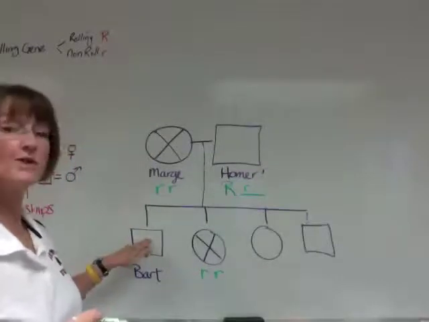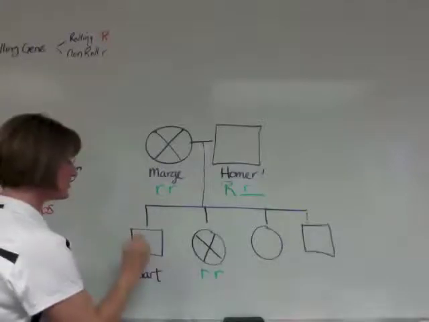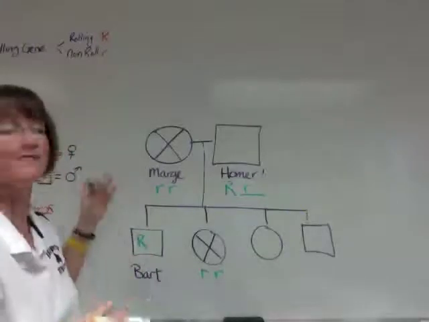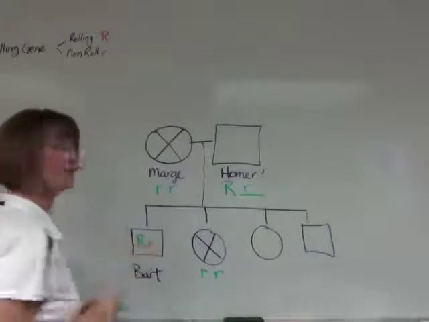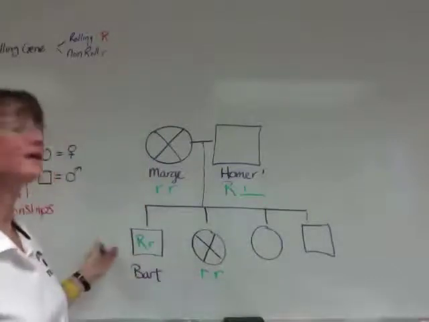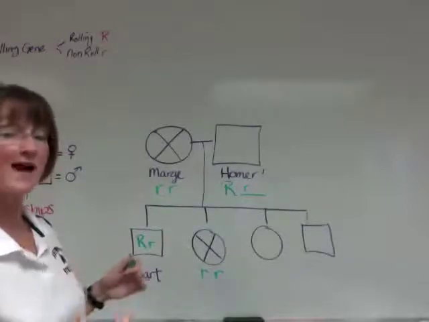Bart can roll his tongue. Homer gave him that dominant allele because Marge didn't have it to give. Marge has no choice but to give Bart a recessive allele. So Bart is a heterozygote. We could also call him a hybrid.